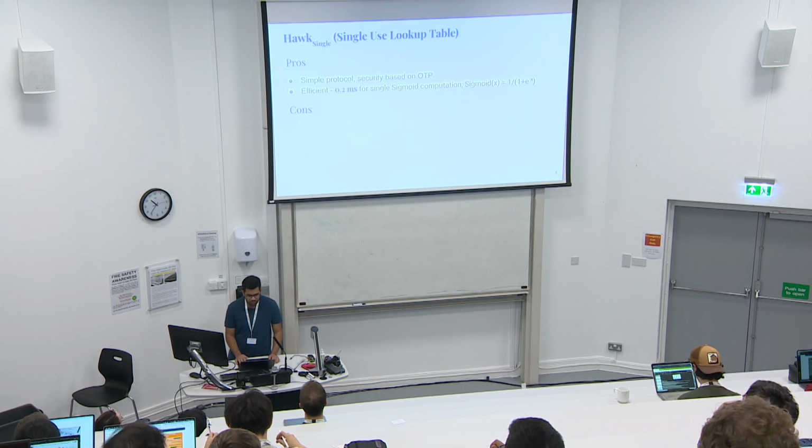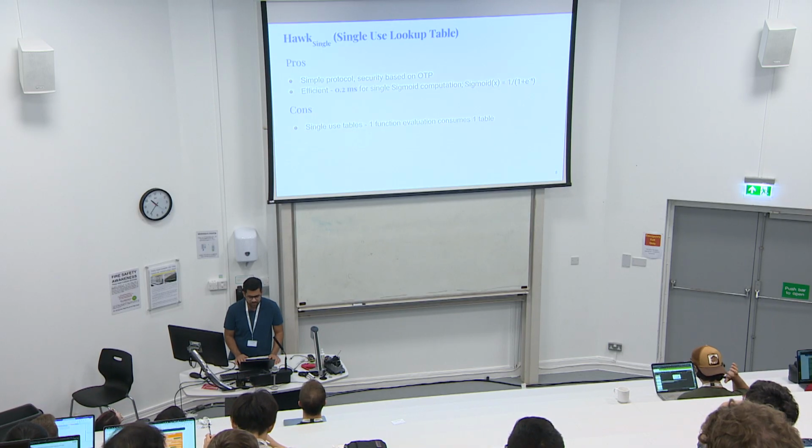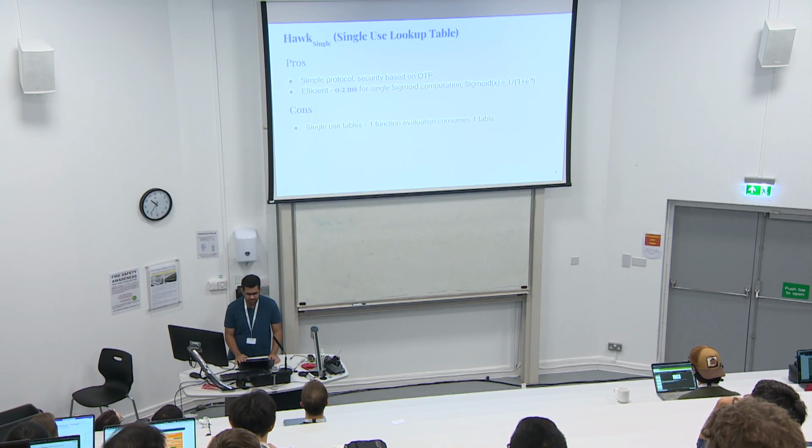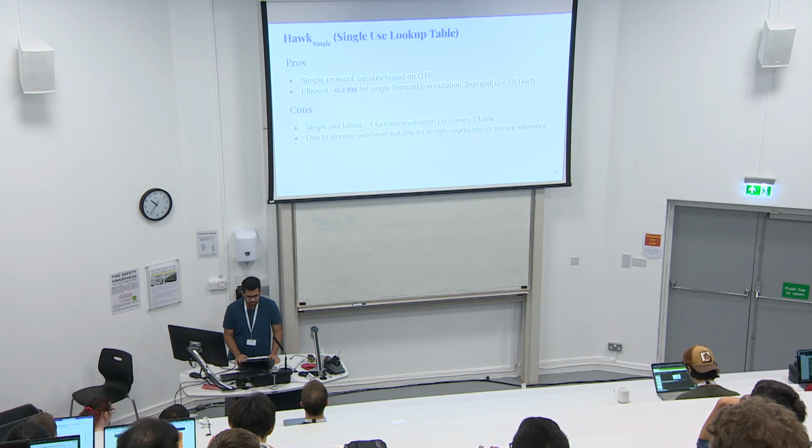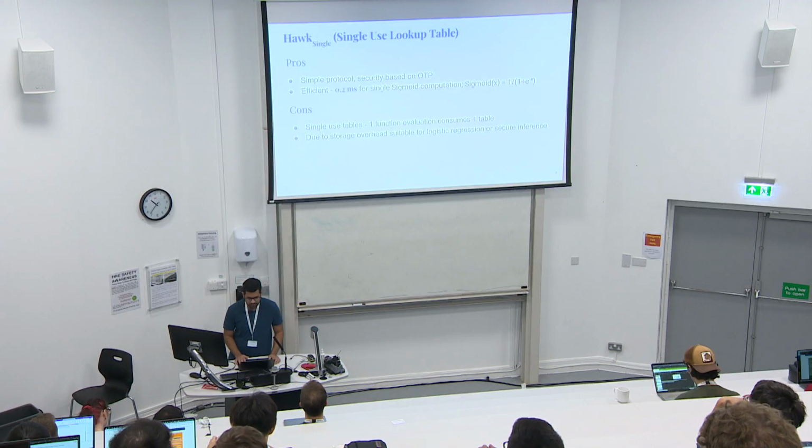But there are some cons to this protocol. The first one is that these are single-use tables, so we cannot reuse a table multiple times. For example, if while training we have to compute a sigmoid function 100 times, we'll need to have 100 such lookup tables generated during the offline phase. So this adds an overhead to the offline phase due to the computation and storage cost of these lookup tables.